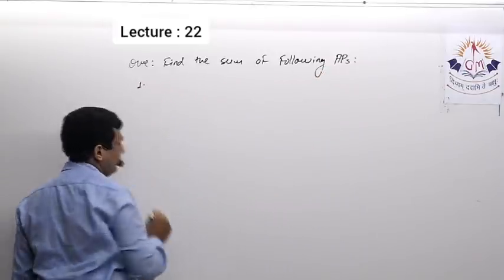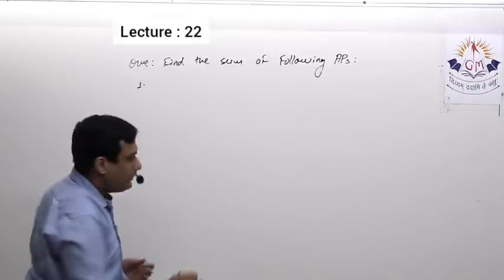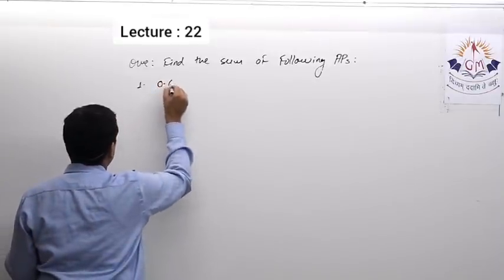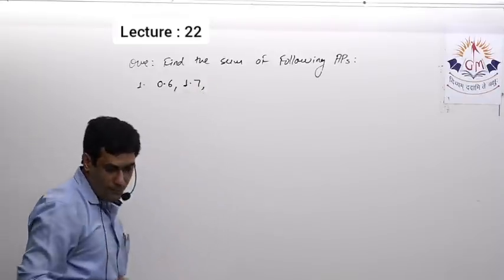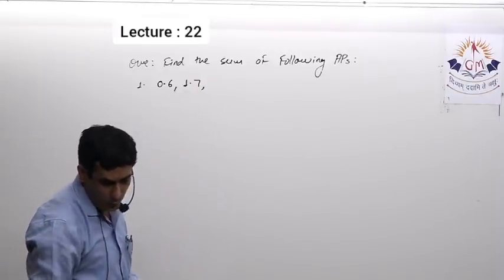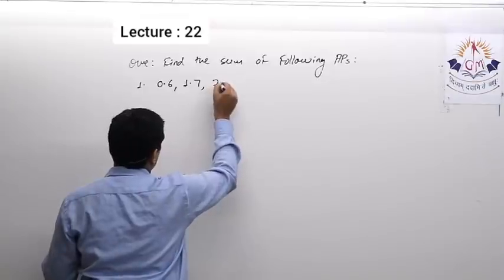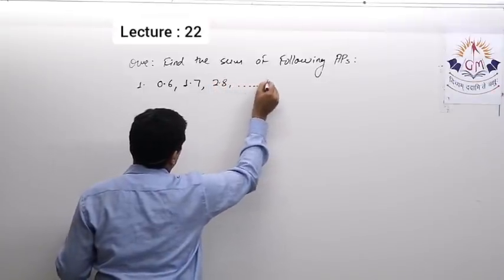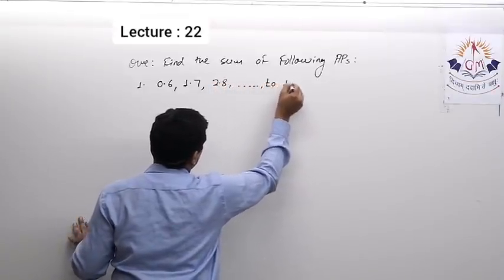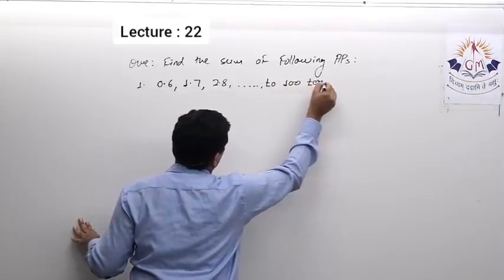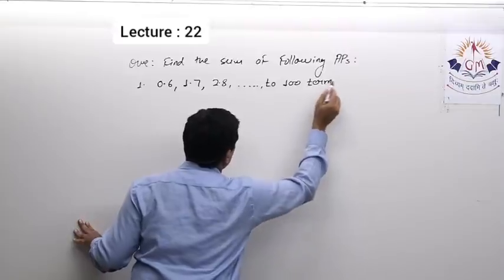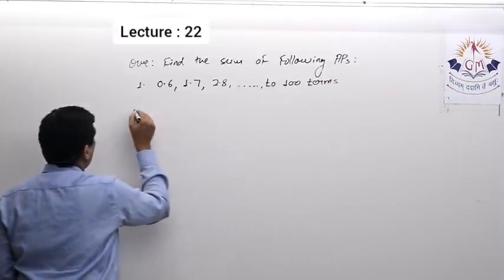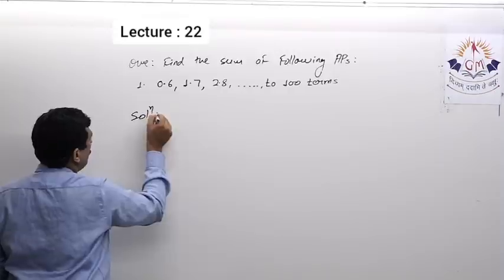In this first one, 0.6, 1.7, 2.8, up to 100 terms. So there are 100 terms whose sum we have to find. Let us see its solution, then we'll see the second one.